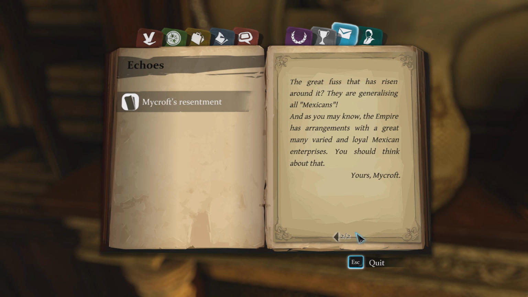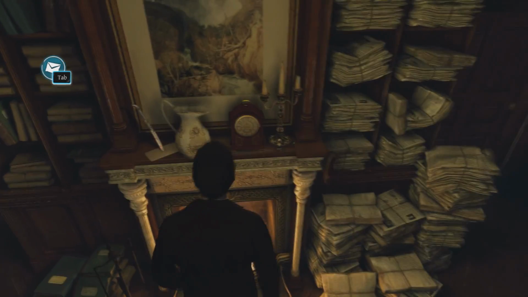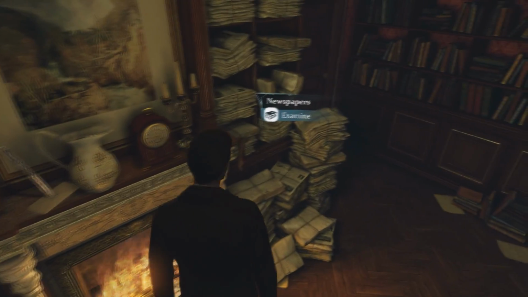So I like these. These letters are basically in response to the mysteries that I've already solved. This is where I keep my post. Did Mycroft not have anything to say about my first mystery? Or maybe he did and I already read through them. Maybe, I don't know. I don't remember. It's been a while, guys.